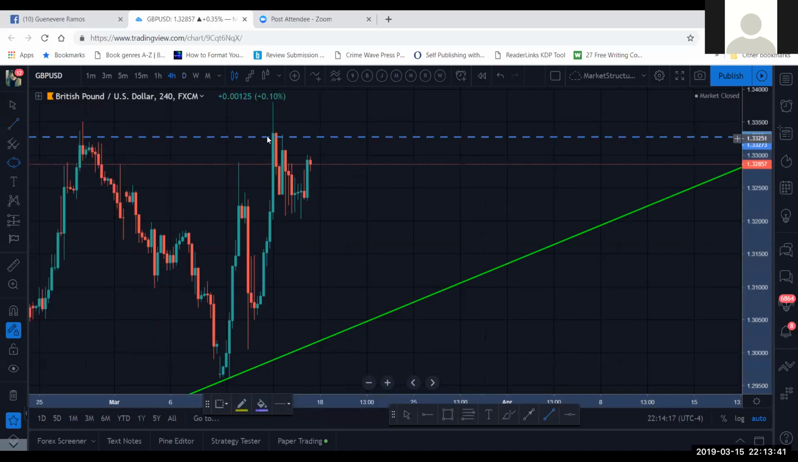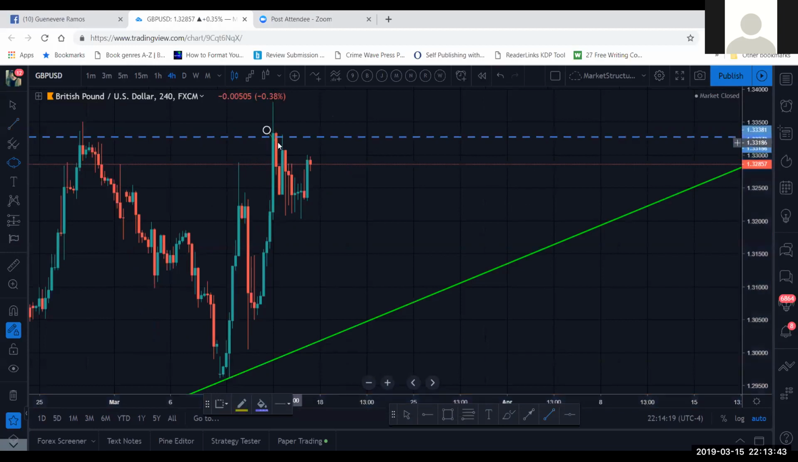we have an area that is acting as a resistance area. If we look left, when it was there the last time, it sold off. Now it's retesting it again, and we could see this sell off. So we would start looking for sell opportunities on the smaller time frame.